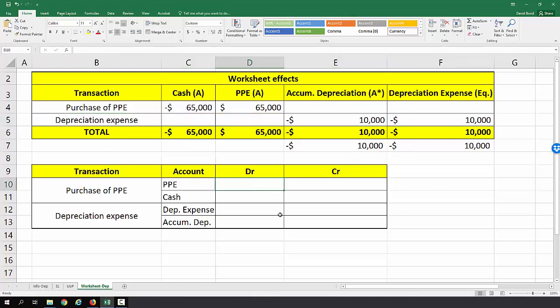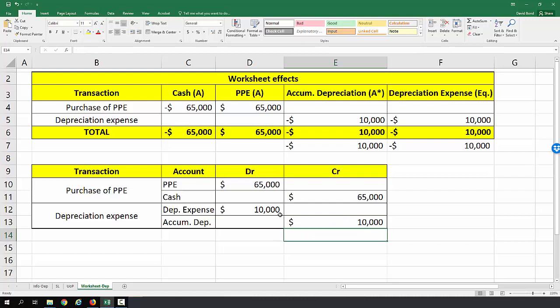For those that are interested in the journal entries for this, we have a $65,000 asset being included. So debit $65,000, and we have cash going out. So it's a credit to that asset. Depreciation expense, when we have an expense, we debit it, $10,000, and accumulated depreciation as it's growing, it's a contra asset, which means it has a credit normal balance. So it grows, it increases with a credit entry. So we credit accumulated depreciation.